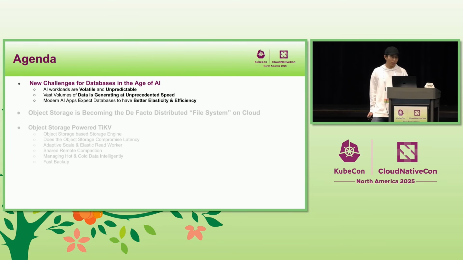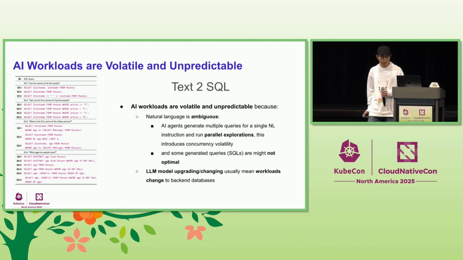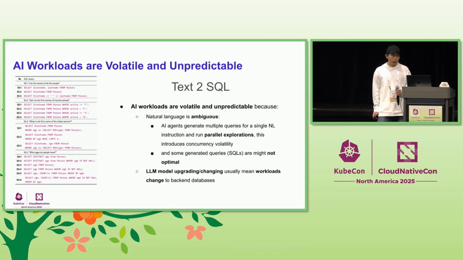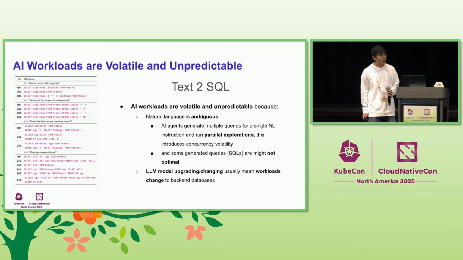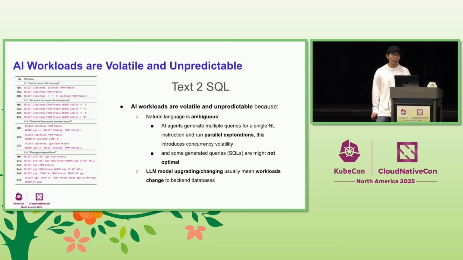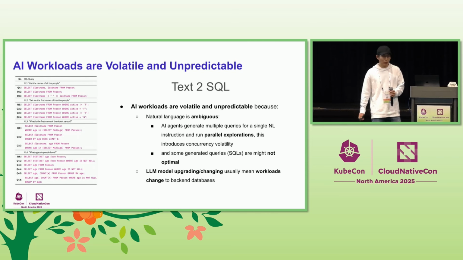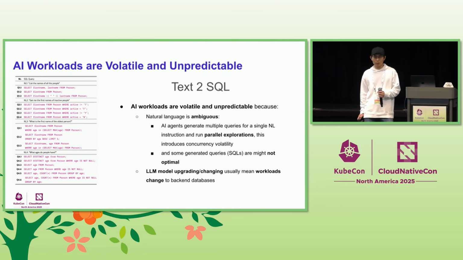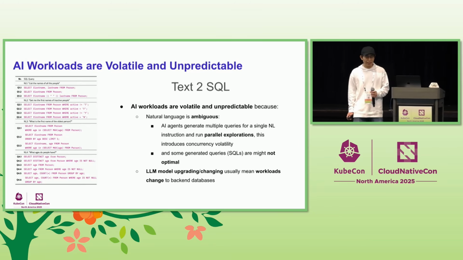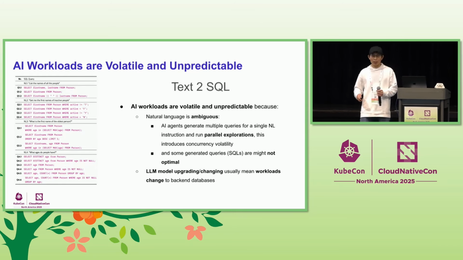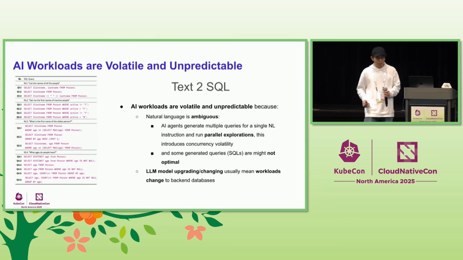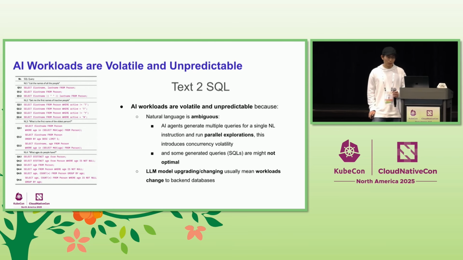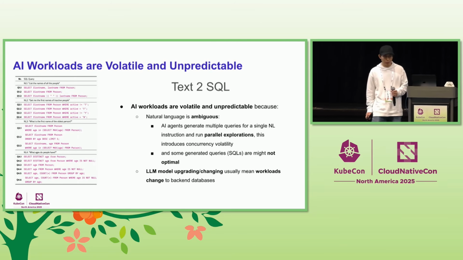Okay, let's come to the first part: new challenges for databases in the age of AI. Right now, after the large language model, I can imagine that the interface between human and the computer is becoming natural language. In the database and data platform area, there is a domain called text to SQL, because SQL is the interface for data scientists and data engineers to send requests or instructions to a data platform or database. And now, because of the large language model, natural language becomes the new interface between human and the computer.